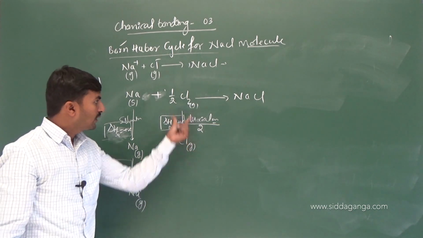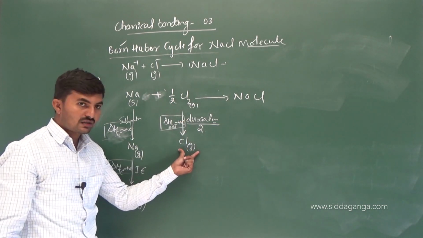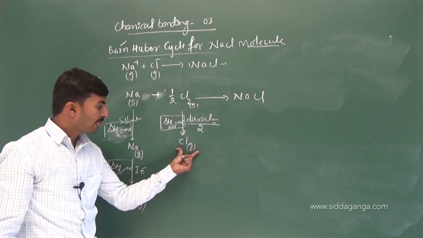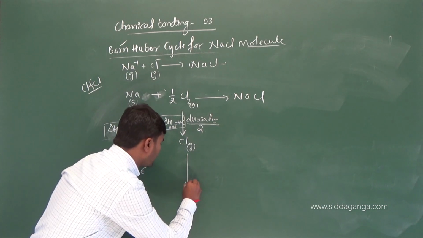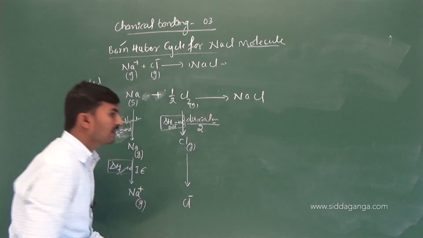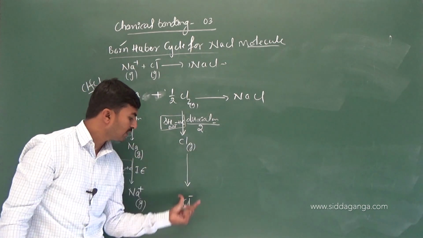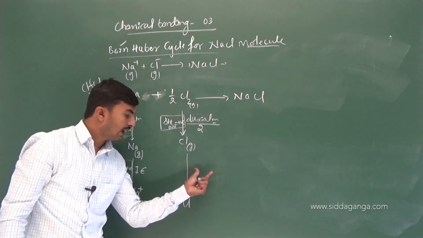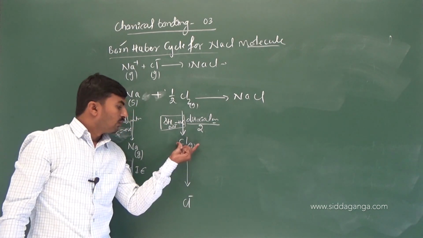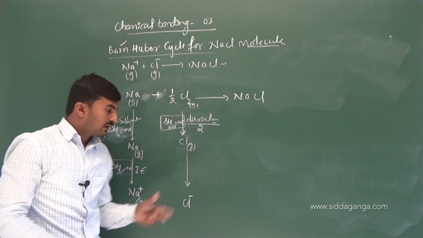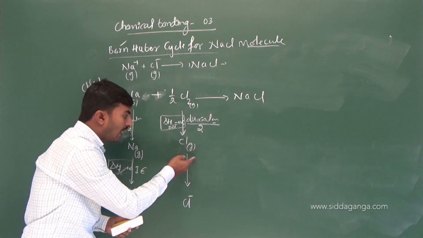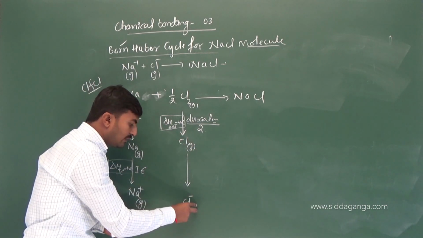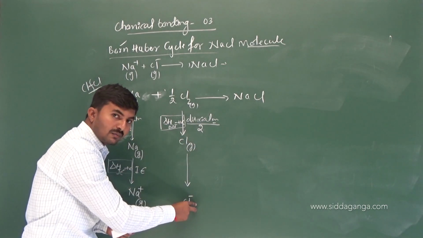Okay, now we have converted this into a gaseous chlorine atom, and this chlorine atom is converted into Cl minus. How do we convert this atom into a Cl minus ion? We have to provide one electron to this Cl atom. If we provide one electron, what happens? After accepting the electron, it will become Cl minus.